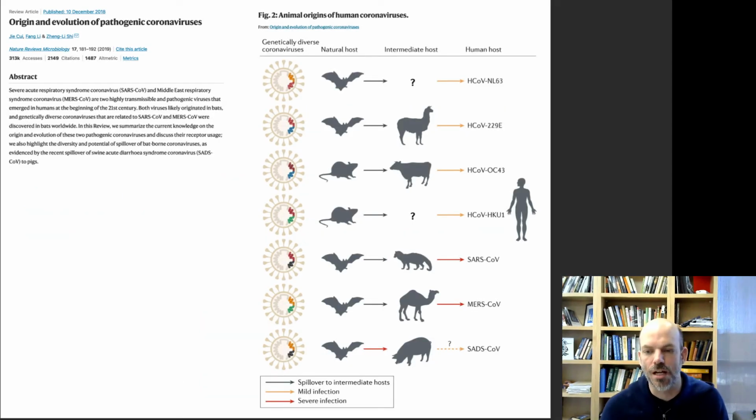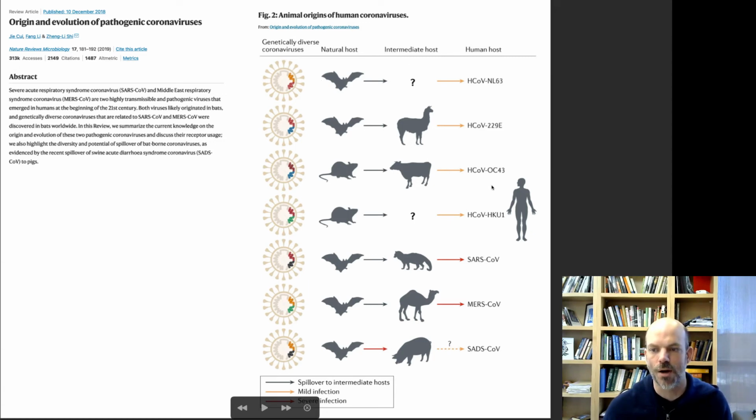I want to mention that SARS is not the only coronavirus that has known animal hosts. This is a really great review on multiple coronaviruses and their origins, published in 2018. So this is before the SARS-CoV-2 COVID-19 outbreak. And I like to show this figure to point out that before the current pandemic, we already knew of multiple human coronaviruses that each came from animal hosts.